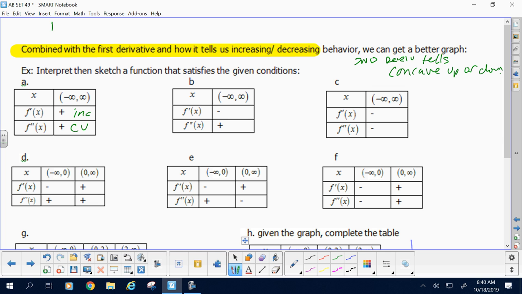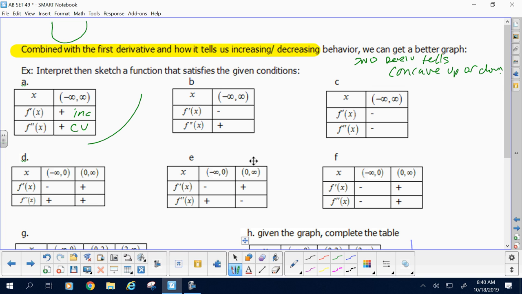So here's concave up, but can I use that whole curve? No, I want it to be increasing only. So you would take the piece that is increasing only. Give me an example of a function like that. Exponential, yes, well done. Do you get the point?